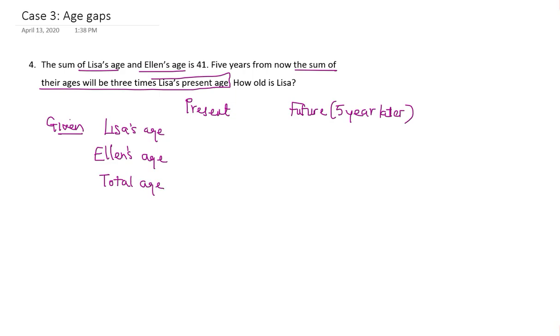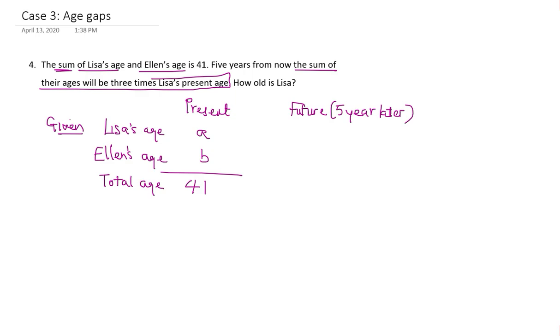So in here for the present, we know that Lisa's age, since we don't know what it is, we're going to represent that as A, and Ellen's age, it could be the same or different, but we don't know, so we're just going to put it as B. So in here we know that the total of that age, A plus B, is equal to 41 based on the question, the sum. So if it's sum, you're adding A and B to give you 41.